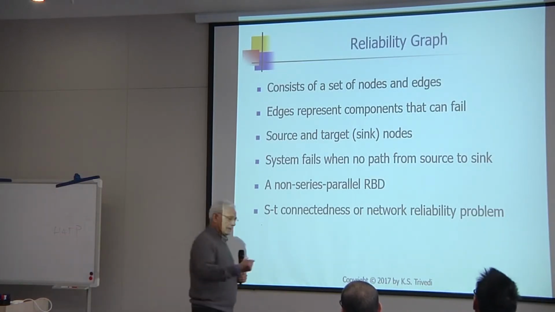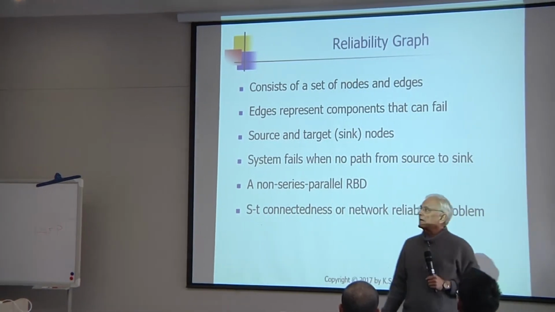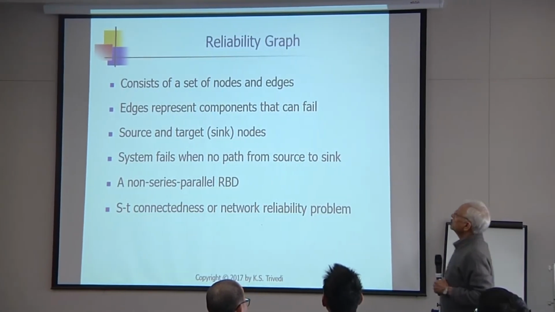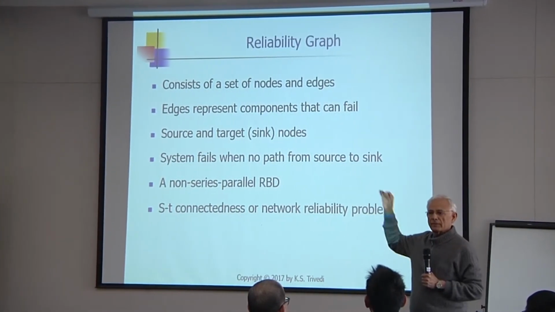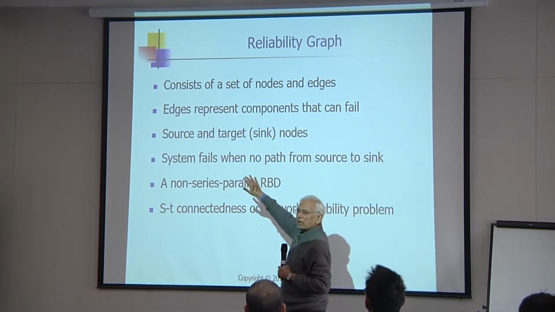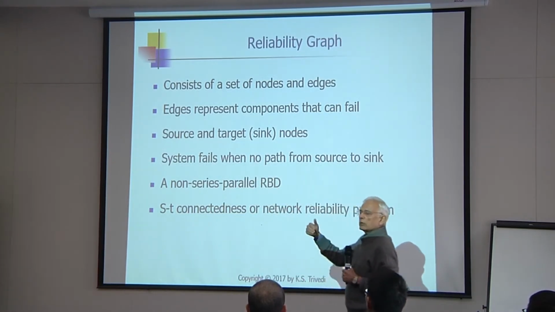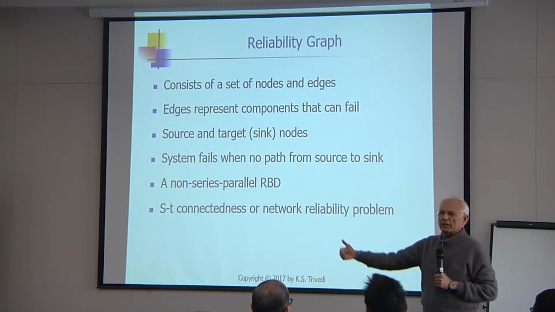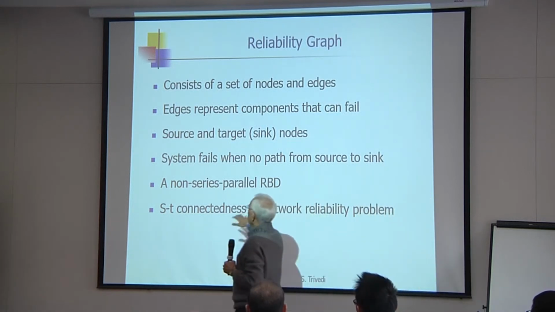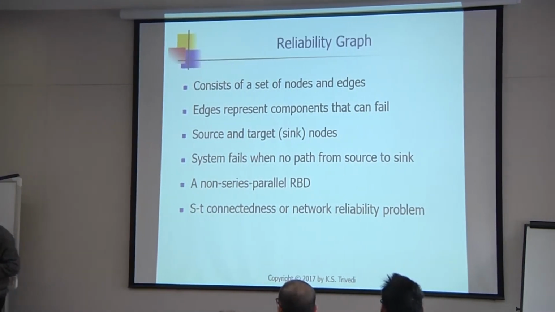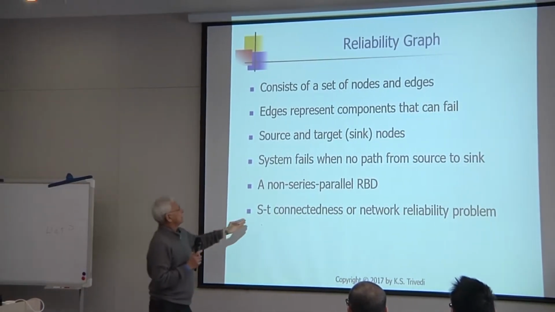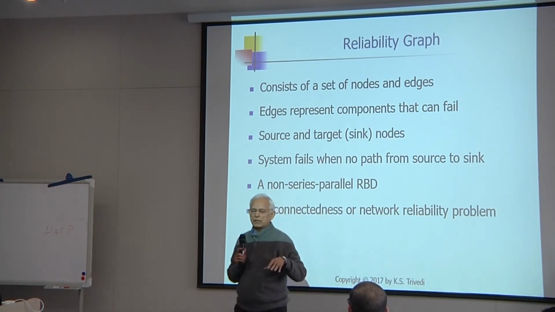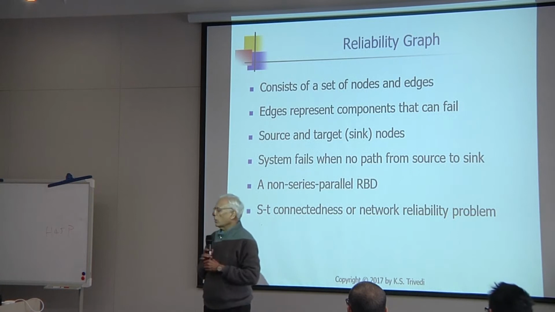next model type, which will come into the Boeing thing, is called reliability graph. So a reliability graph is a set of nodes and edges. Edges may represent components that can fail. And we have a source terminal and a target or sink terminal. And we are looking for a path from source to target along which all components are functioning properly. And we are looking for the probability of that. And the name for this is the ST connectedness network or network reliability problem. So this is one of the things I had mentioned earlier, namely a non-state space model.